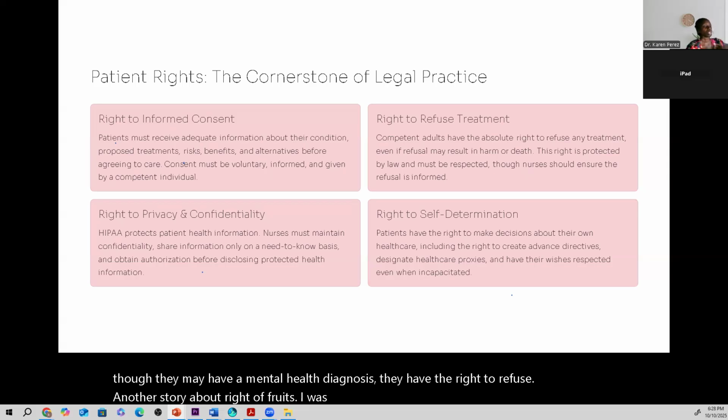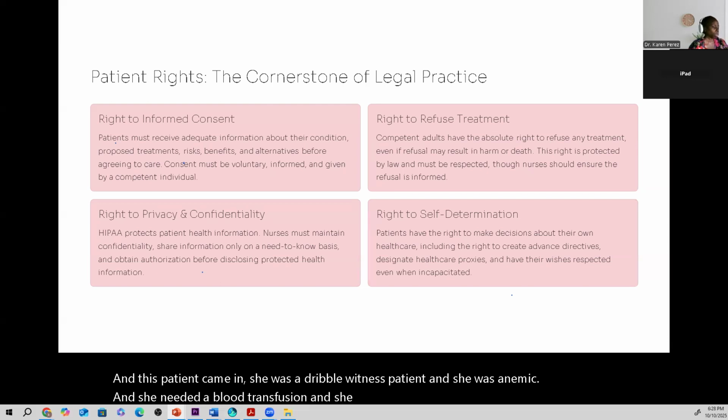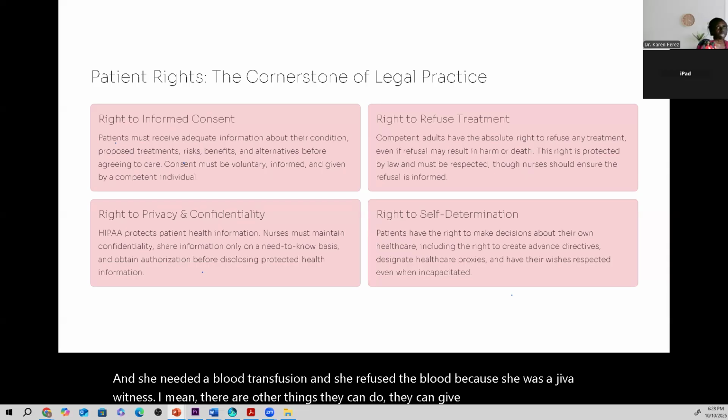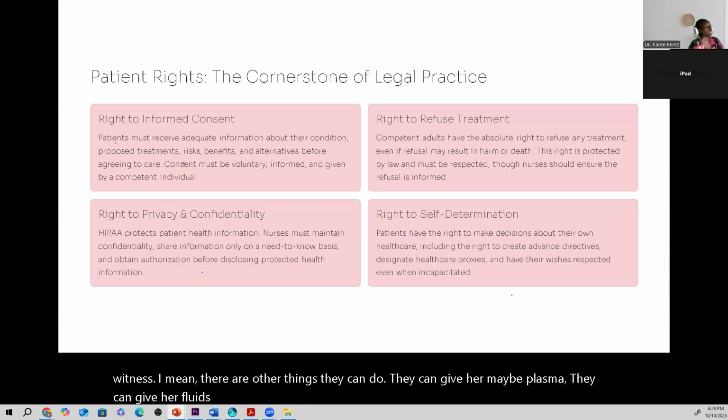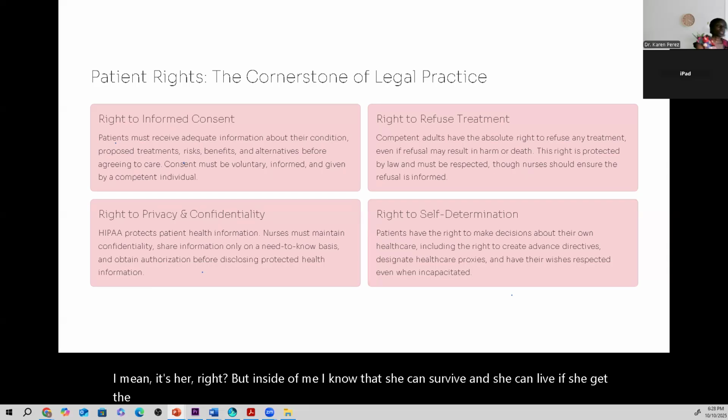I was working in the emergency room in Jackson, and this patient came in. She was a Jehovah's Witness, and she was anemic, and she needed a blood transfusion, and she refused the blood because she was a Jehovah's Witness. I mean, there are other things they can do. They can give her maybe plasma, they can give her fluids, but it won't be as effective as giving her blood. It's her right, but inside of me, I know that she can survive and she can live if she gets the blood.